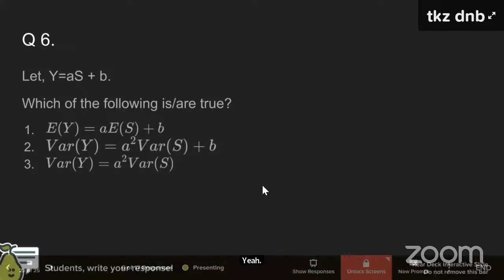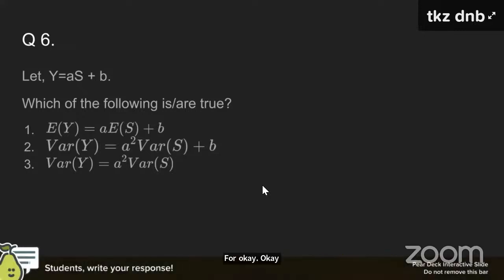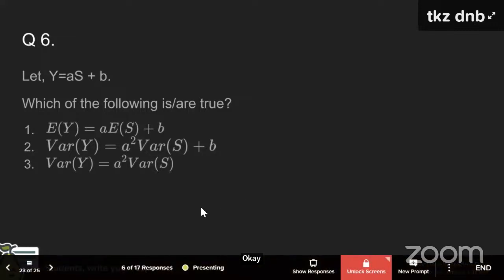Oh, okay, ma'am. Yeah, variance of a constant is always 0. That's why this option 2 is false. Okay, ma'am, I got this question.